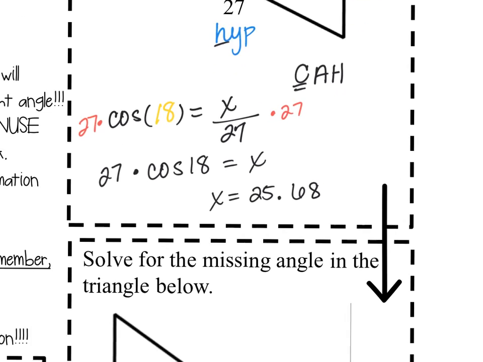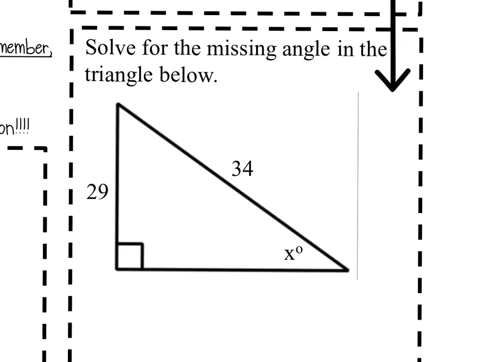All right, so let's come down to the next one. And so we're going to solve for the missing angle in the triangle below. And so first I identify my theta. My theta is right there. It doesn't have a value. He always takes a picture of the opposite side.